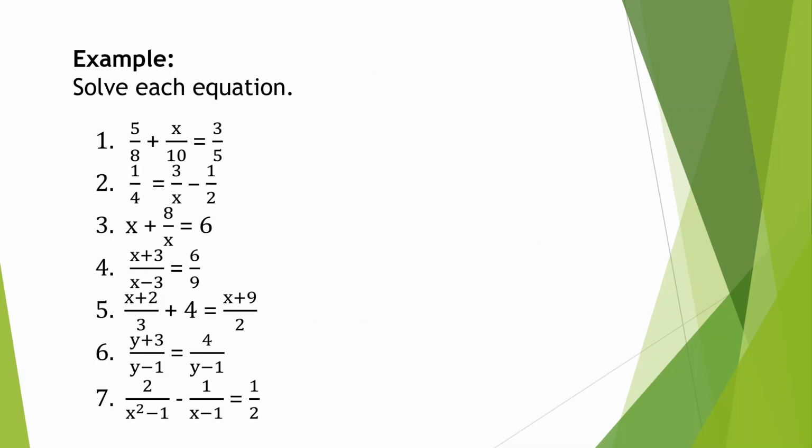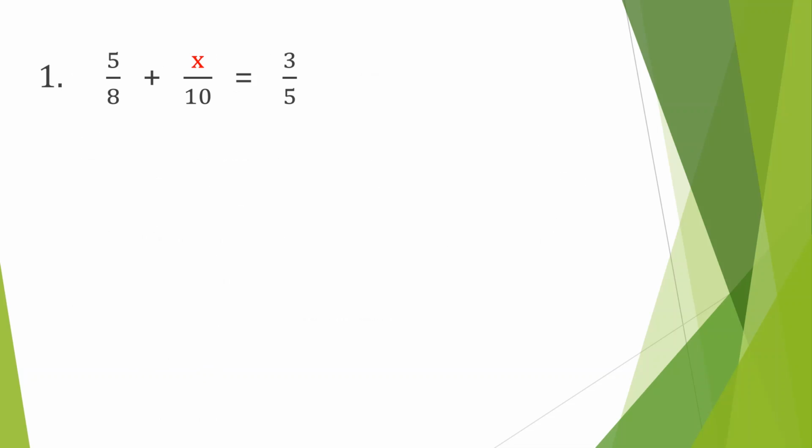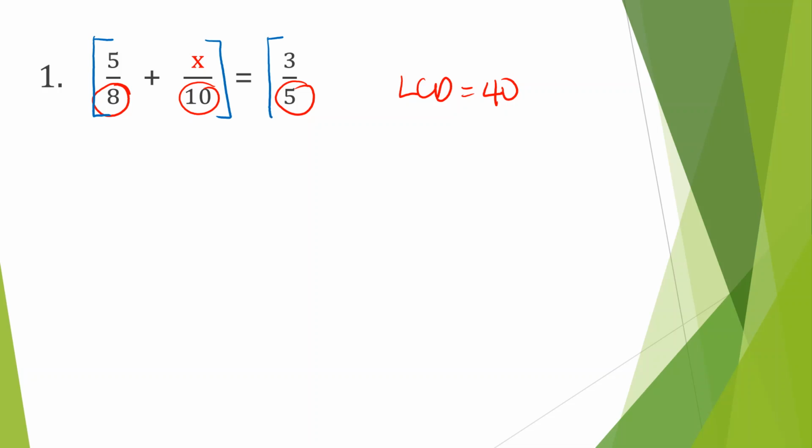Let's have some examples. Number 1, 5 over 8 plus x over 10 is equal to 3 over 5. The first step in solving rational equations is to eliminate the rational expressions in the equation by multiplying both sides of the equation by the LCD. The LCM of 8, 10, and 5 is 40, and we will use this as the LCD. The next step is to multiply both sides of the equation by the LCD, which is 40.